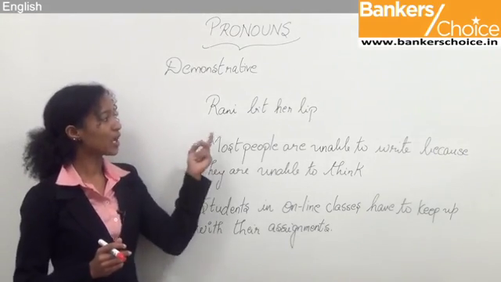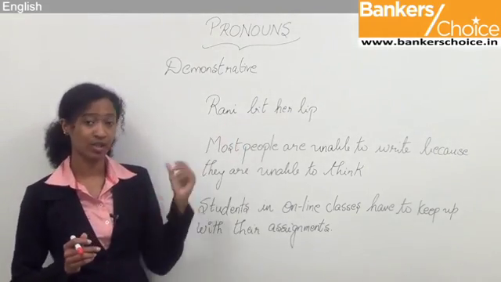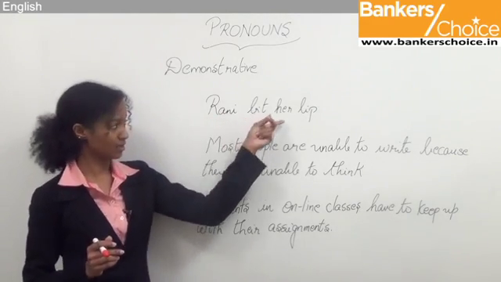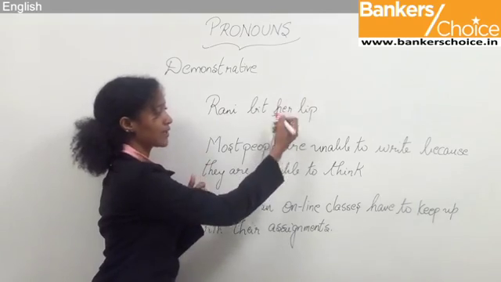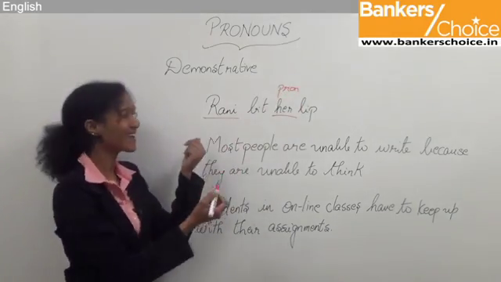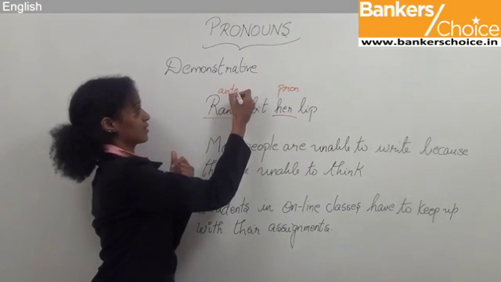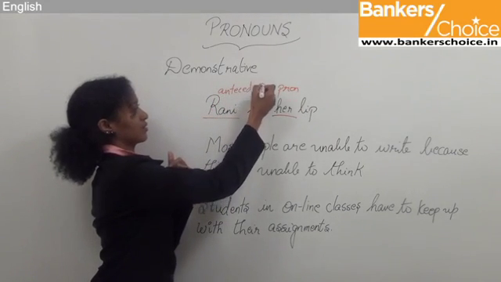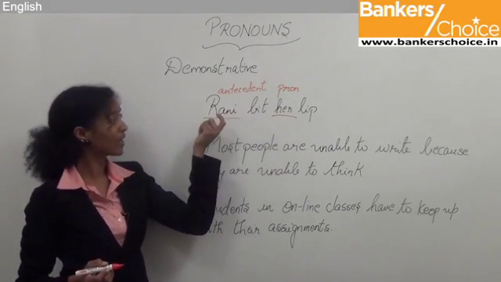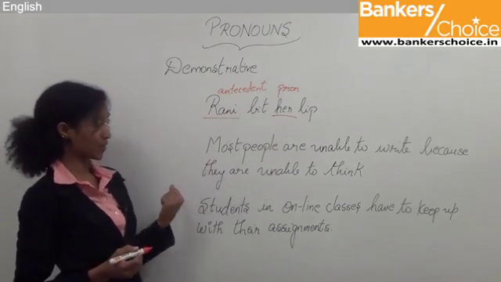The first one, Rani bit her lip. Now, here, Rani is my noun. The pronoun that replaces Rani is her. So, here, her is my pronoun and Rani is my antecedent. Okay? Here, her is my demonstrative pronoun and Rani is the antecedent. Let's move to the next one.